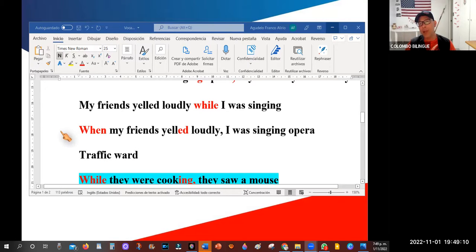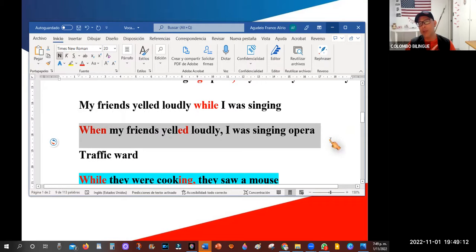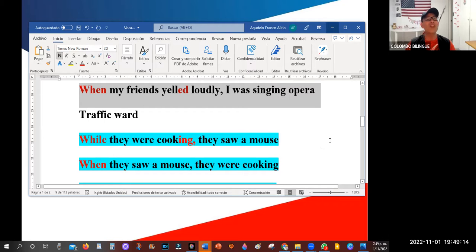You say, for example, like this. This is a good sample. Okay, you say, when my friends yelled loudly. When is more associated with past simple tenses. So, for example, my friends yelled loudly. Maybe there was a reason. What happened? Yeah, I was singing opera. So when my friends yelled loudly, I was singing opera.